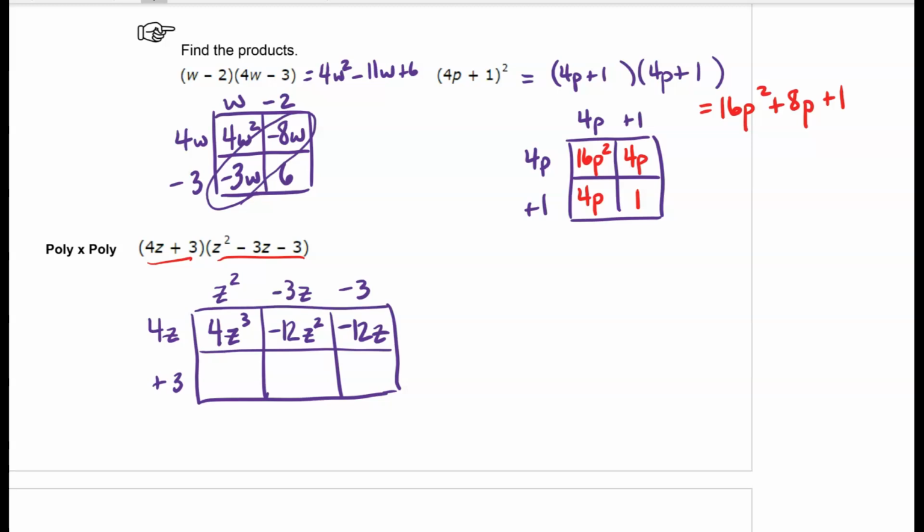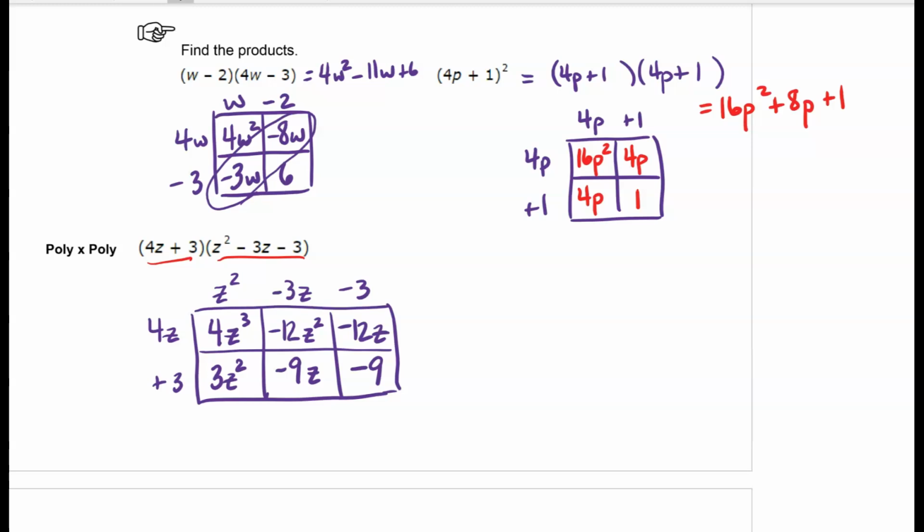Z squared times 3 is 3z squared. Negative 3z times 3 is negative 9z. And negative 3 times positive 3 is negative 9. So I have a lot more cells in my box, and I multiplied to fill them in. Now I want to add any like terms inside the box.